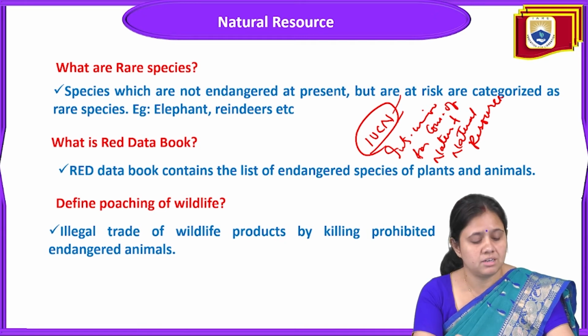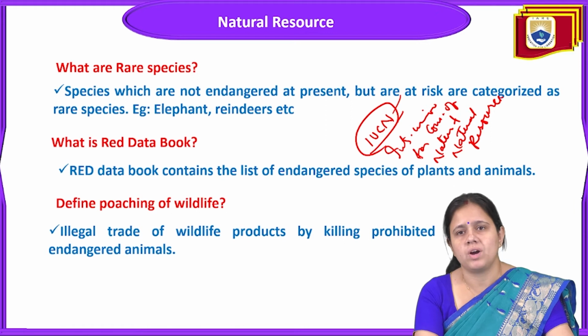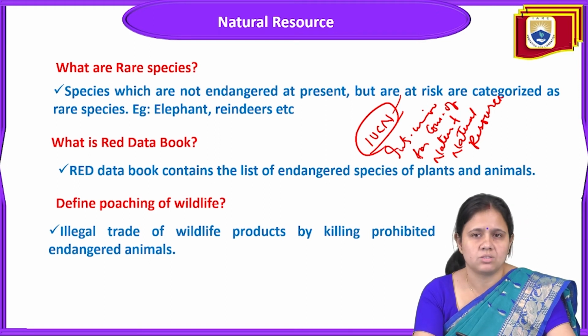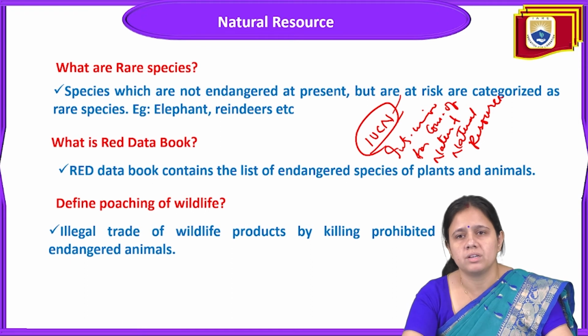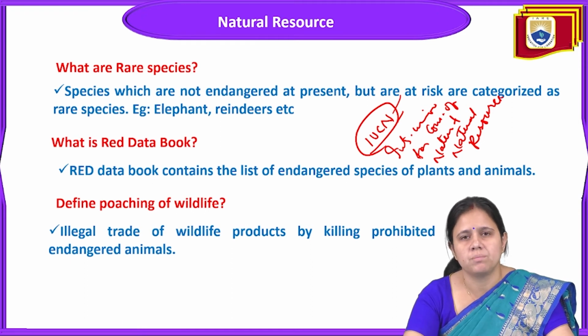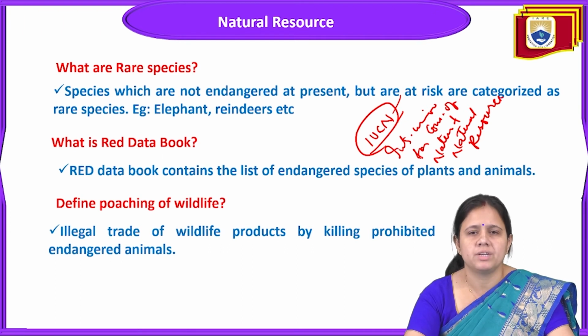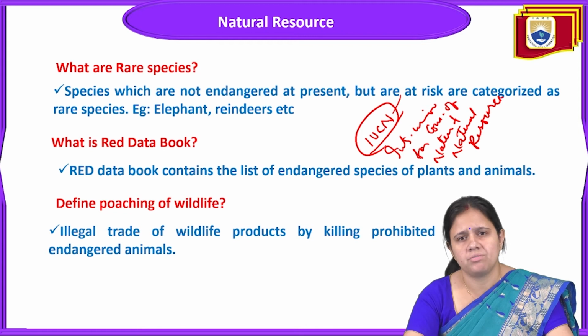Next is define the term poaching of wildlife. Poaching of wildlife is the illegal trade of wildlife products by killing prohibited animals. Wildlife is killed to obtain some valuable product from them, and that is called poaching of wildlife. Like people kill elephants to get their tusks, and tigers are killed to get their skin. This is an example of poaching of wildlife.